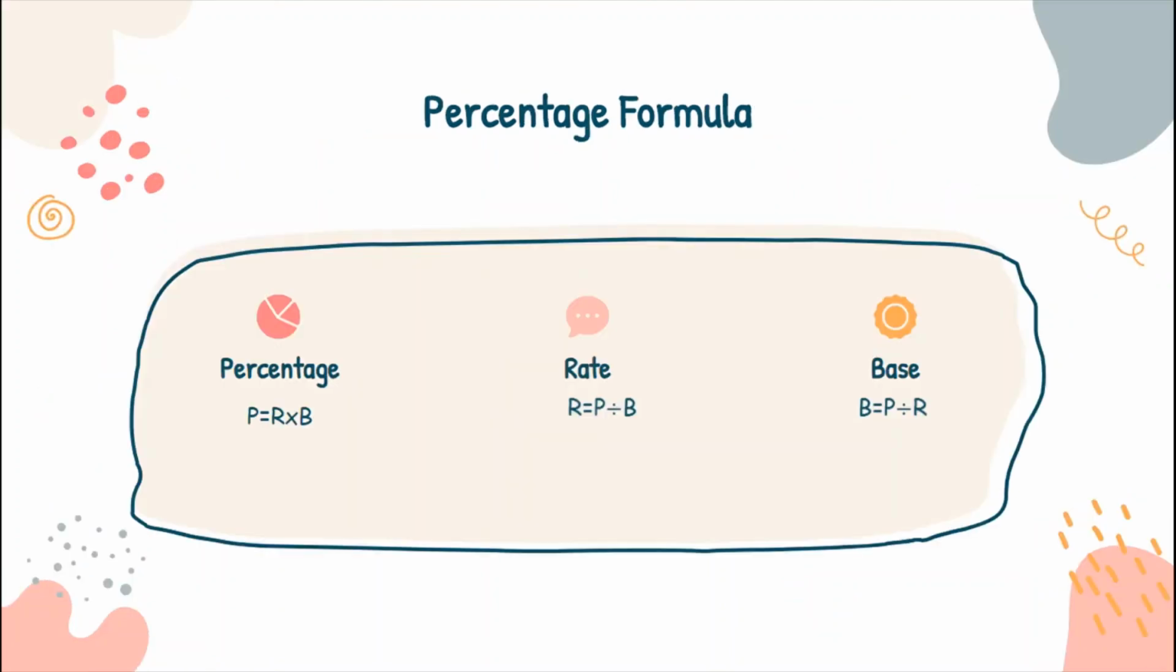So again, always remember our percentage formula. If we're looking for the percentage, then the formula is P equals R times B. If we're looking for the rate, then the formula used is R equals P divided by B. And if we're looking for the base, then the formula that we're going to use is B equals P divided by R.